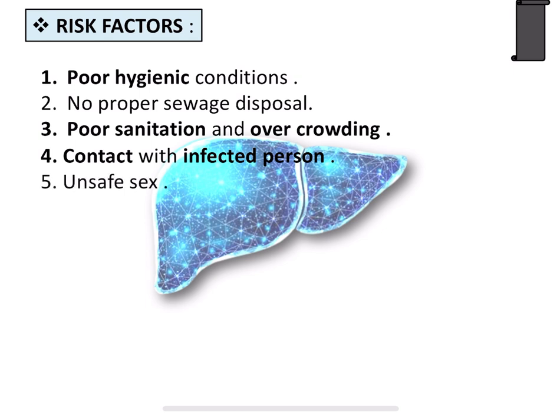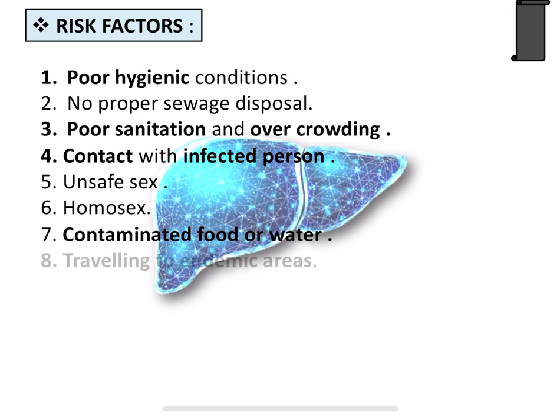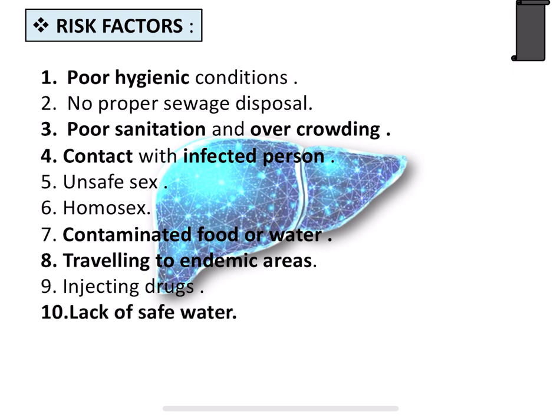Unsafe sex can also result in sexual transmission of hepatitis A virus, especially in homosexual men. The consumption of contaminated food and water, and traveling to endemic areas where hepatitis A infection is spreading, can again lead to the spread of hepatitis A virus. Injecting drugs with contaminated needles and syringes can also be a risk factor for the spread of hepatitis A virus.